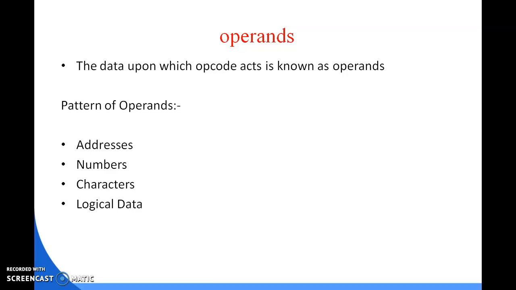The types of operands are, first, address; second, number; third, character; and fourth, logical data. First we come to the address. What is an address? Addresses are a form of numbers that represent a specific location in the memory, that means where the operand will be stored within the memory. So the address may be considered as an unsigned integer. Always remember, an address is always an unsigned integer. There is no signed integer. Unsigned integer means by default it is positive.